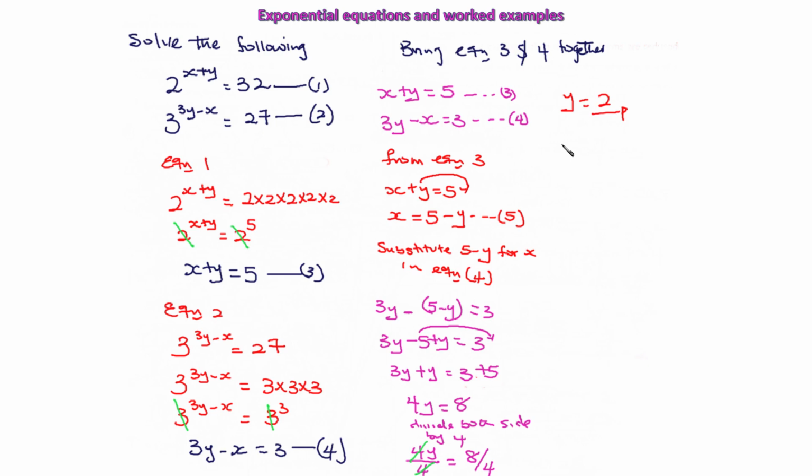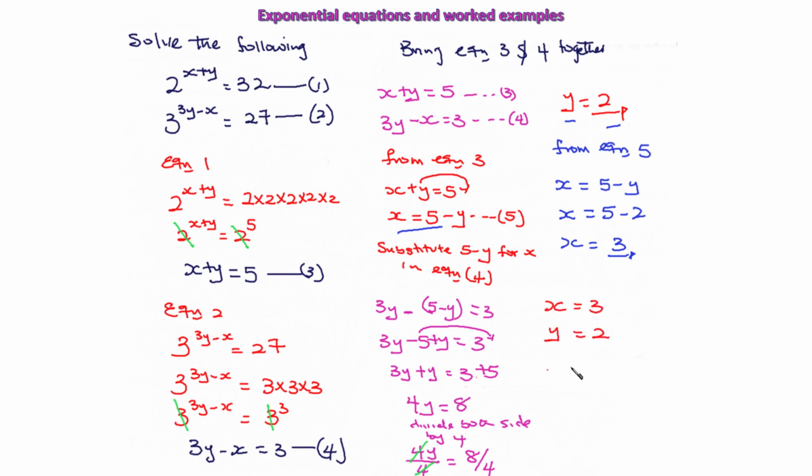Let's go to equation 5. This is equation 5: x is equal to 5 minus y. Since we have our y to be 2, what are we to do? We substitute into 5 minus y, changing y to 2. Then our x is equal to 5 minus 2, that's 3. Now from the system, we have resolved that x is equal to 3 and y is equal to 2. That's your final answer.